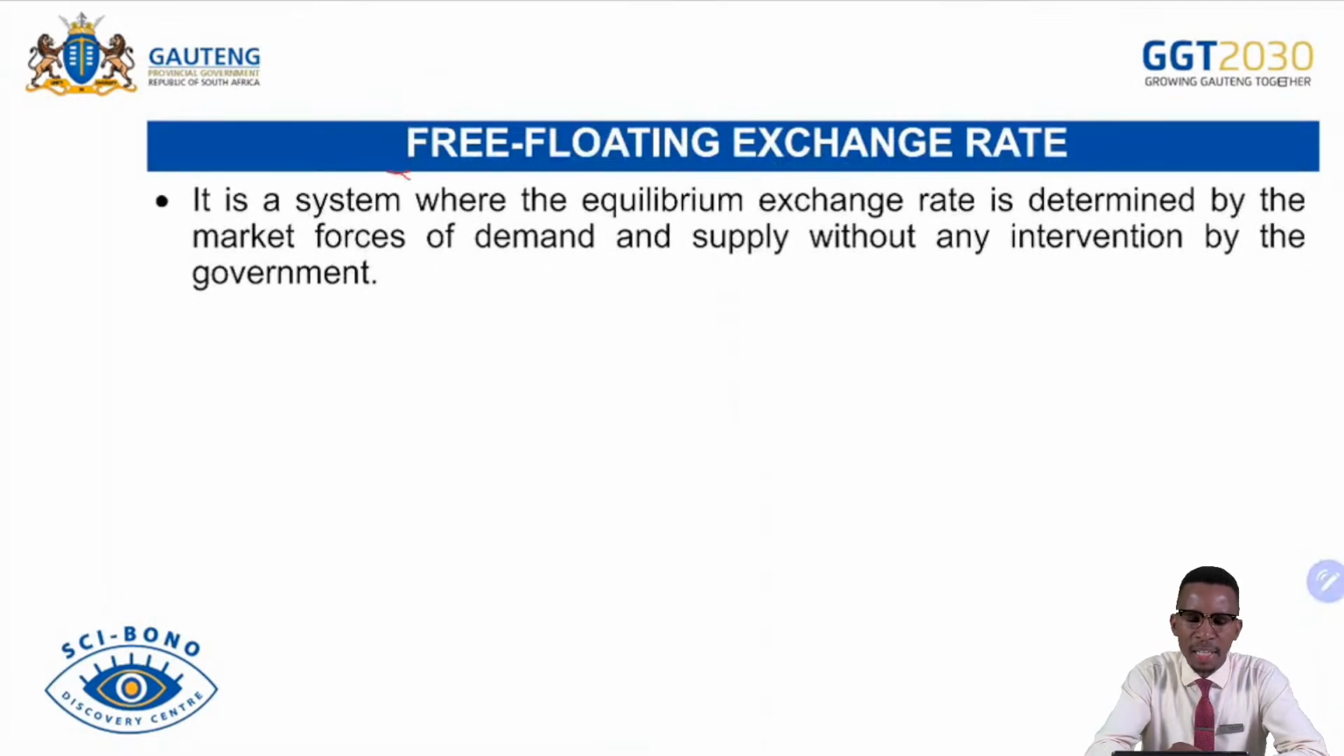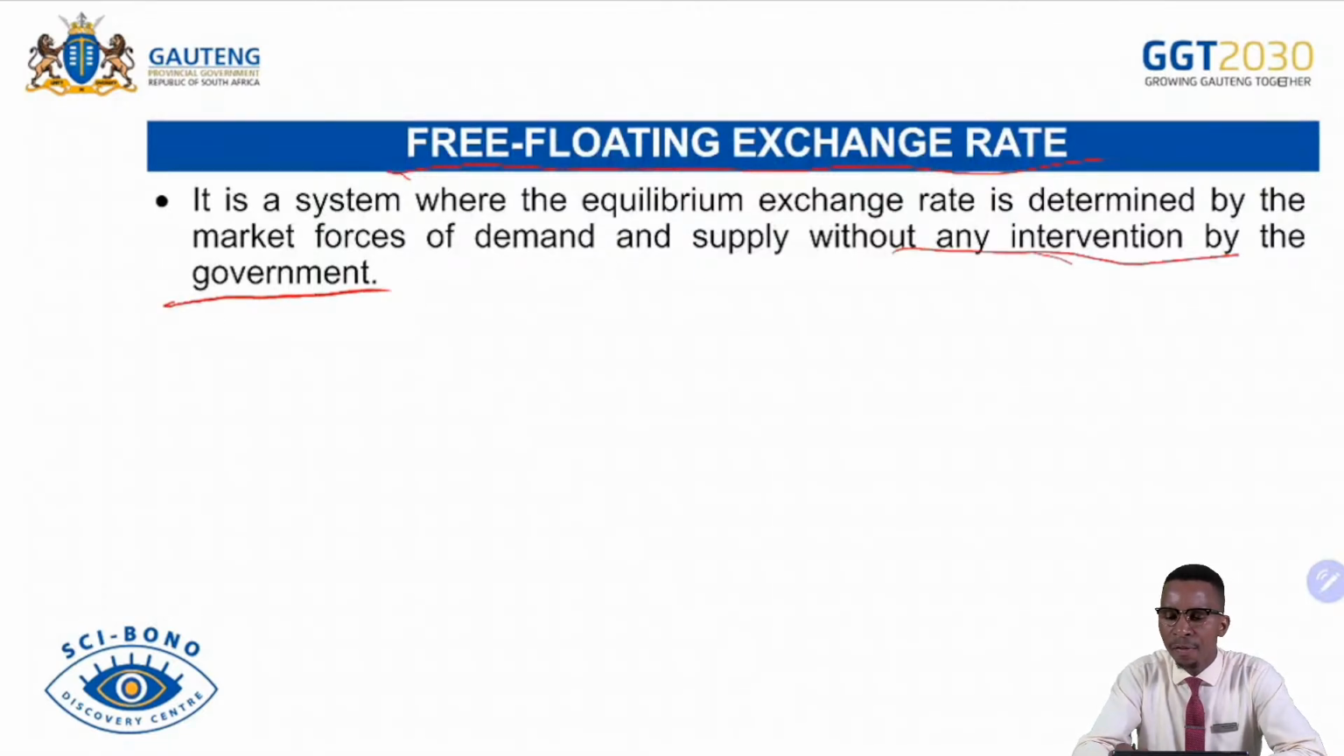So the first one is the free floating exchange rate, which I said its value is determined by the market forces, demand and supply. So it is the system where the equilibrium exchange rate is determined by market forces, demand and supply without any intervention by the government. So this simply tells you that under free floating exchange rate, there is no government intervention. The government does not intervene to affect or to influence the value of the currency. However, market forces are free to determine the value of the currency. So we call that the free floating exchange rate.